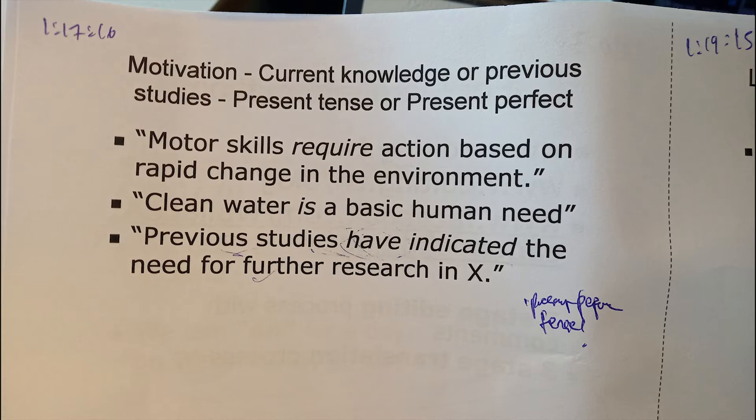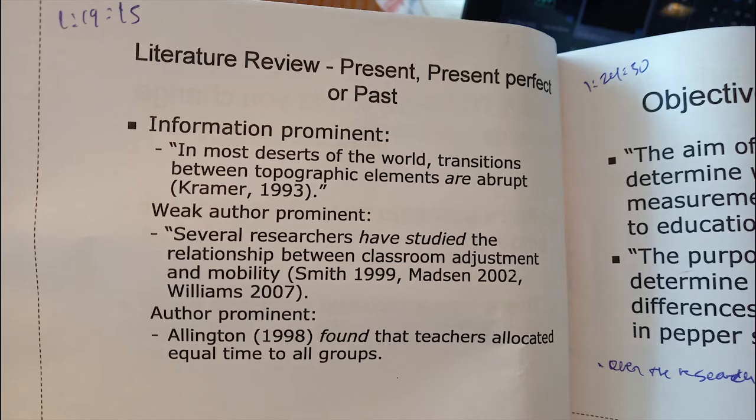In the literature review, there are three different types of tense we could use depending on what we are doing. Look at the first one. I call this information prominent. Maybe the best way is to say fact. This is a fact, okay? If you have a fact in your introduction, which tense do we use? Who remembers? Fact uses the present tense, right? It's always true. In most deserts of the world, transitions between topographic elements are abrupt. Even though this is a study in the past, the author believes it's always true, so he's going to use the present tense.